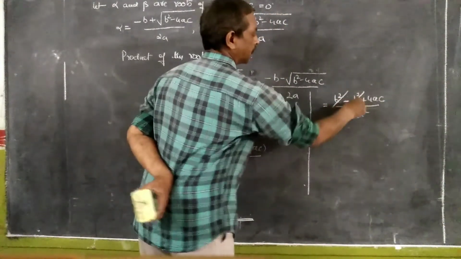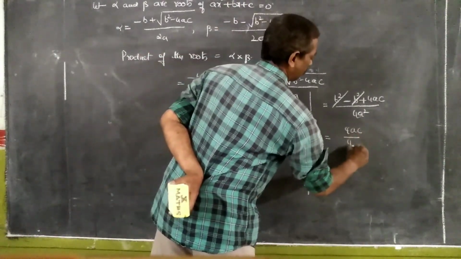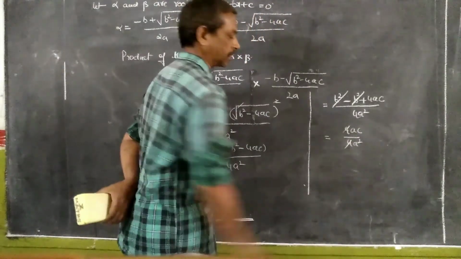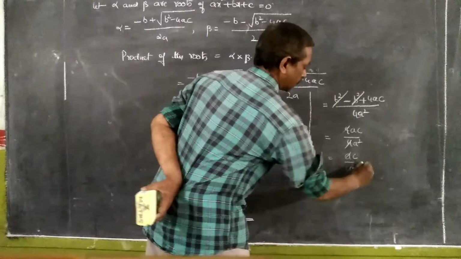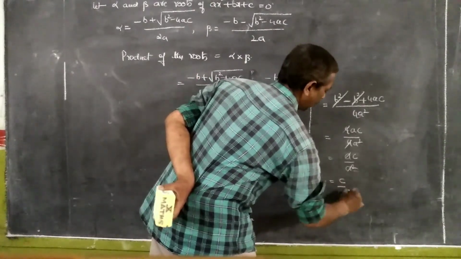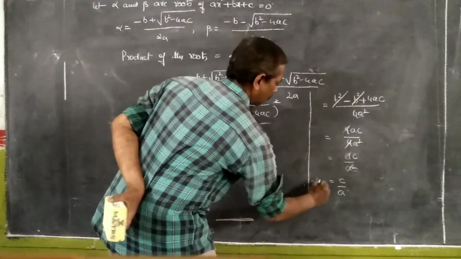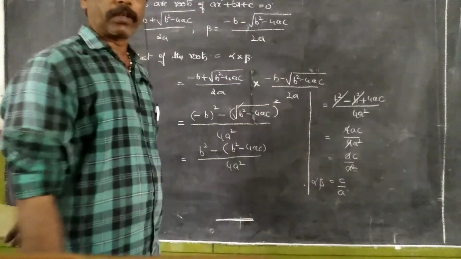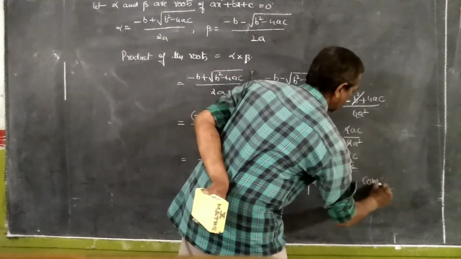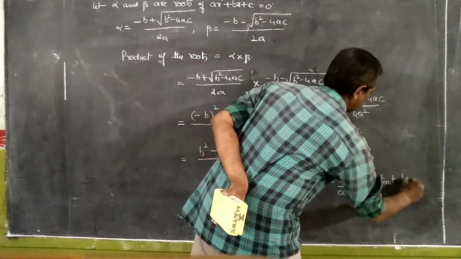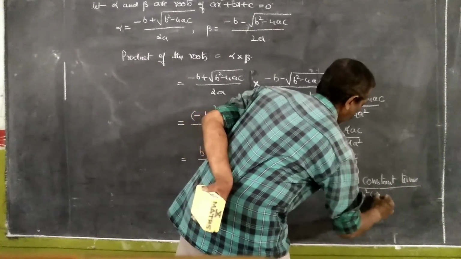b² − b² cancel, equals 4ac by 4a². Again 4 cancel: ac by a². Again a cancel. That equals c by a. That means the product of the roots, alpha into beta, equals c/a, where c is the constant term and a is the x² coefficient.